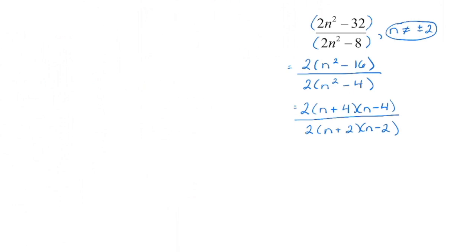Once we are fully factored, we can do our non-permissible values. N cannot equal -2 in this factor. N cannot equal +2 in this factor. So we write it as n cannot equal positive or negative 2.